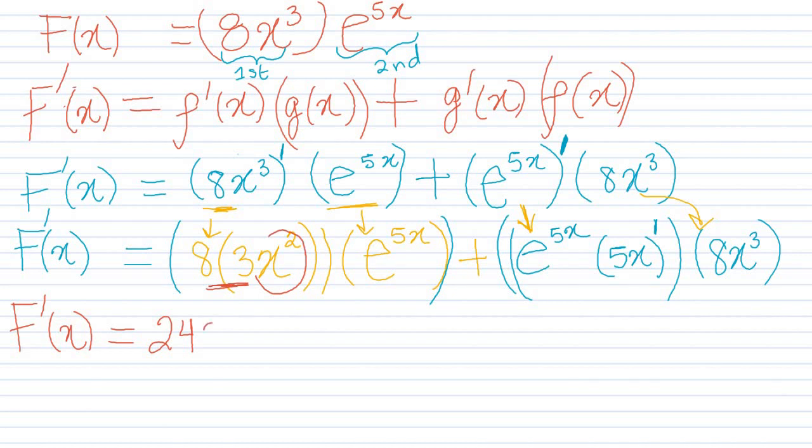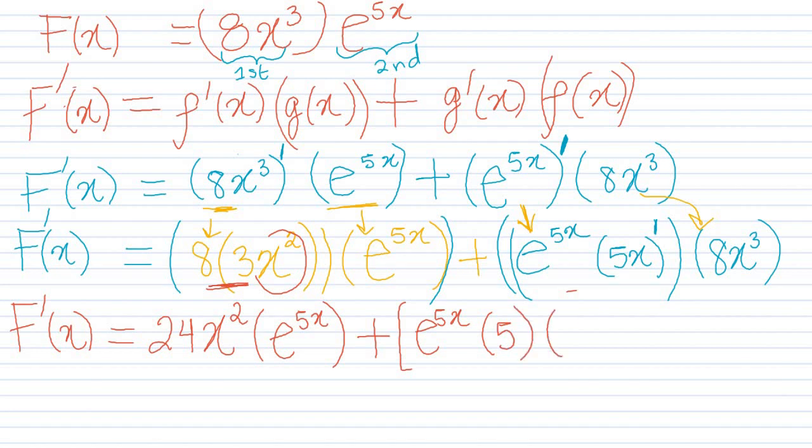So we're just going to do 24x. Sorry, we just have x squared here. So we just have 24x squared multiplied by e to the 5x, right? Plus e to the 5x here multiplied by 5x prime. So in brackets 5x prime, the derivative of 5x is just 5. And then multiplied by 8x cubed, right? So that is really it.